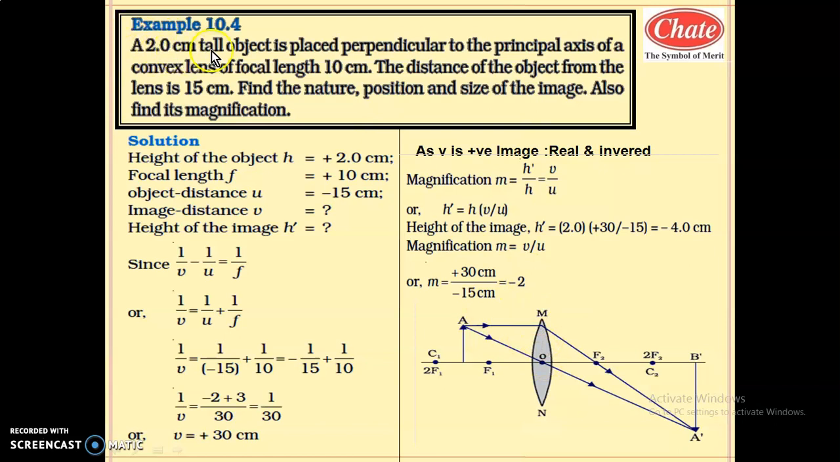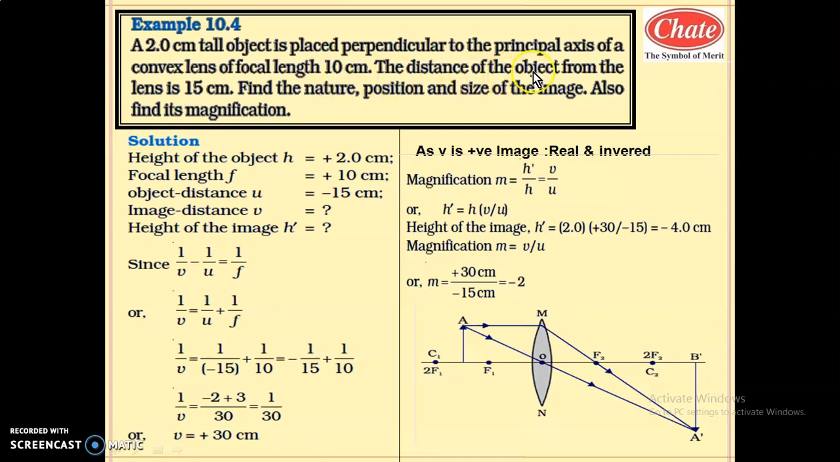A 2 centimeter tall object, which means this is H, is placed perpendicular to the principal axis. Always the object is held perpendicular to the principal axis of a convex lens. Now, a convex lens of focal length 10 centimeter. Since the lens is convex, the focal length will be plus 10 centimeter.